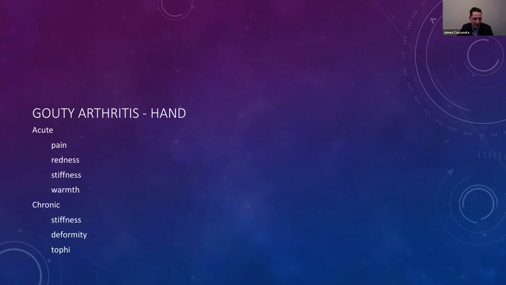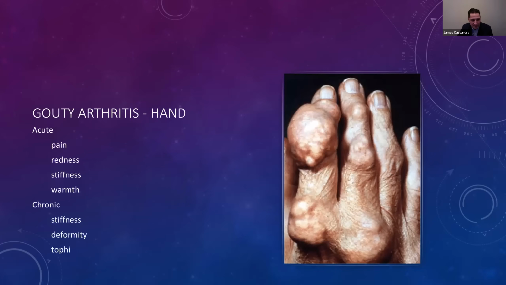So gouty arthritis in the hand, acute, there's pain, redness, stiffness, warmth. Chronic, it can lead to stiffness, deformity, and these tophi form. And you can see these massive masses on the finger. It can lead to soft tissue and bony destruction, and even skin erosion.